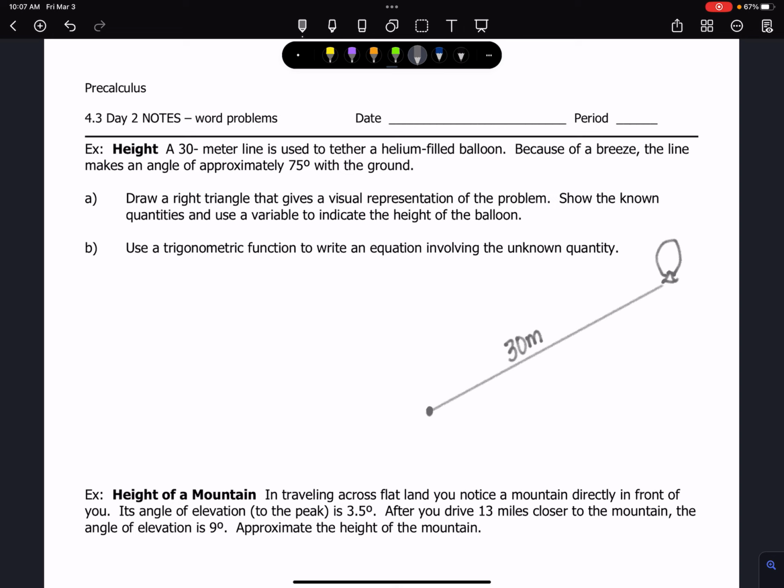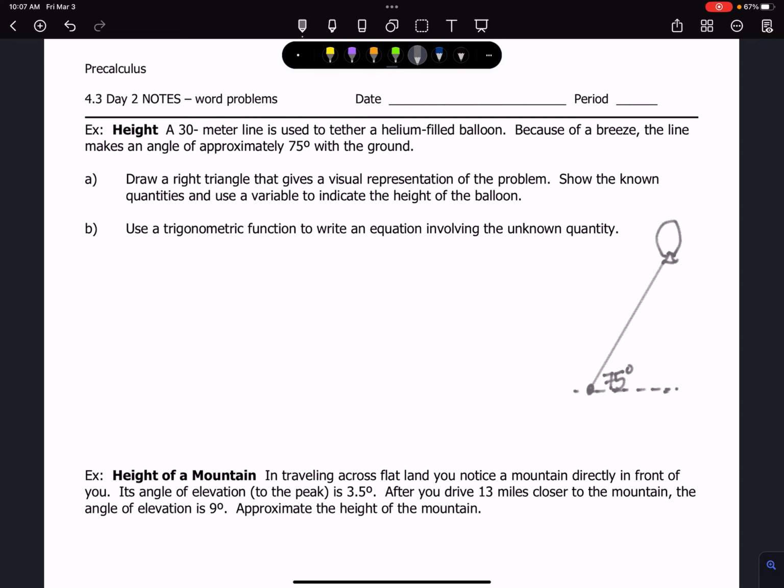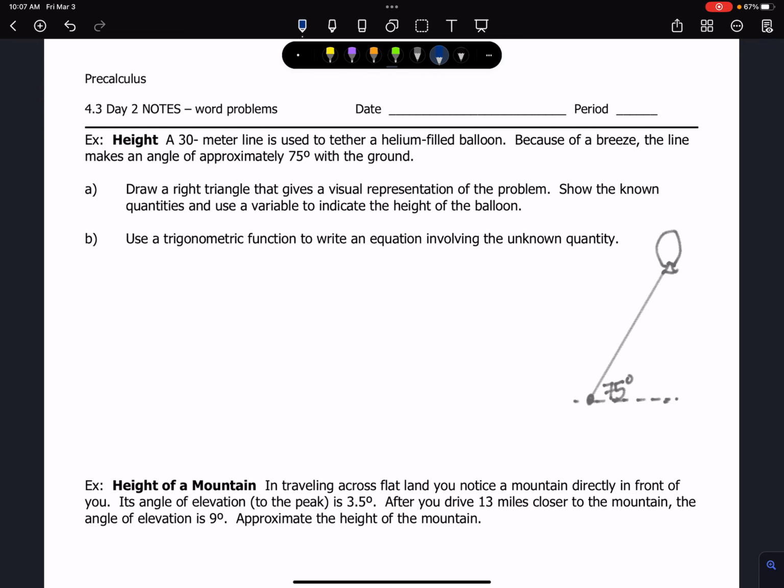And that line is going to make a 75-degree angle with the ground. I can tell that my picture's off just a little bit, so I'm going to fix it. It's not as strong of a wind as I thought it was. So 75 degrees, that's a little bit more realistic. And then we want to find the height that the balloon is off the ground.